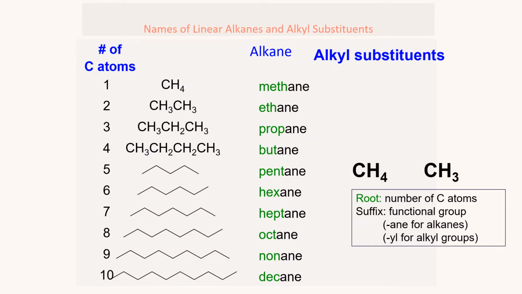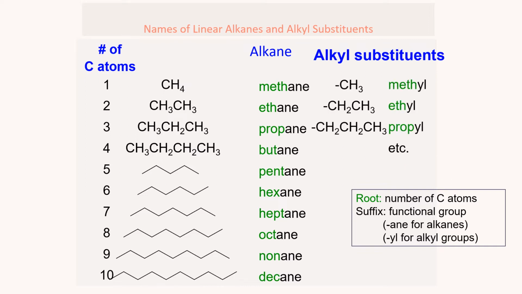An alkyl group is formed by removing one hydrogen from the alkane chain. The removal of this hydrogen results in a stem change from -ane to -yl to indicate an alkyl group. For example, CH3 is methyl. C2H5 is ethyl. C3H7 is propyl.